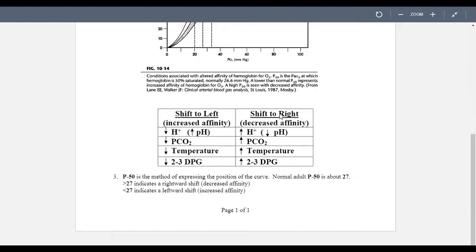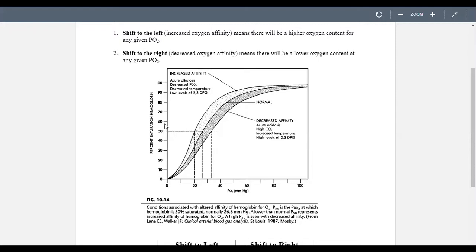All right, that is the oxygen hemoglobin curve. Don't forget the P50, okay? The P50 is when the hemoglobin is 50% saturated. That's the P50. When hemoglobin is 50% saturated with oxygen. At that P50 moment, the PO2 is about 27 millimeters of mercury.